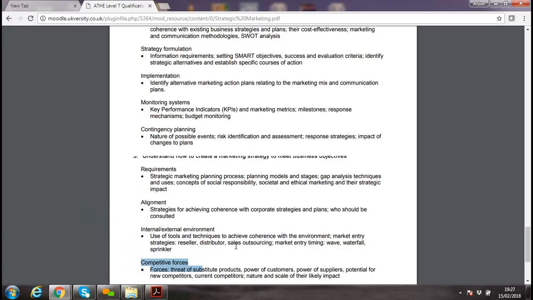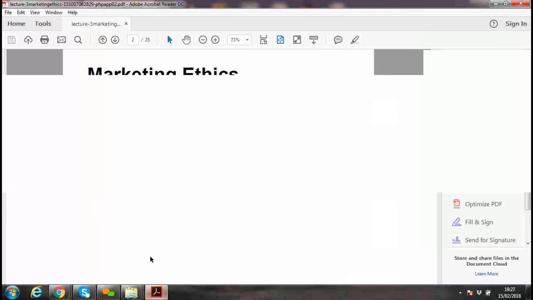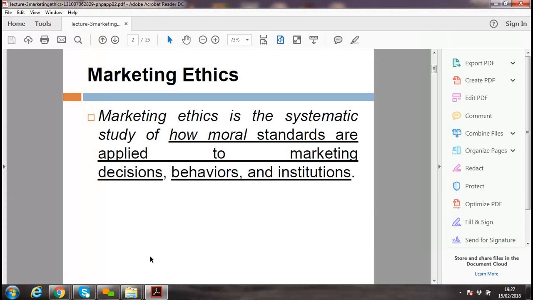Porter's five forces. This was bargaining power of supplier, bargaining power of customer, threat of substitute. Yeah, I have to recall that actually. Okay, no problem. We'll go through it. So we will recall Porter's five forces as well, and we'll go through marketing ethics.